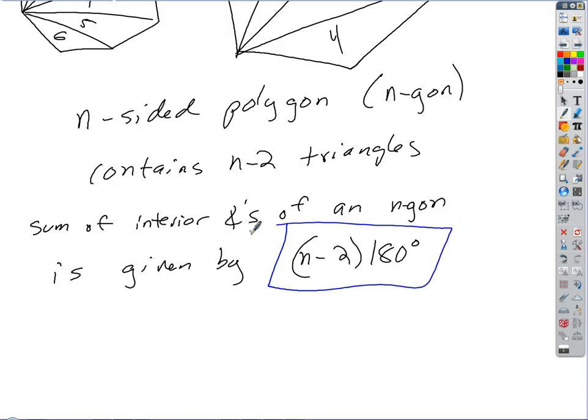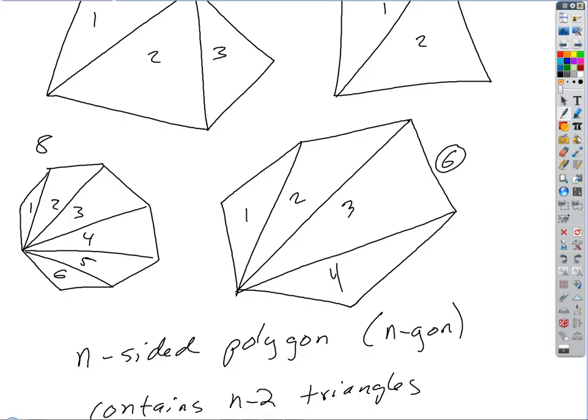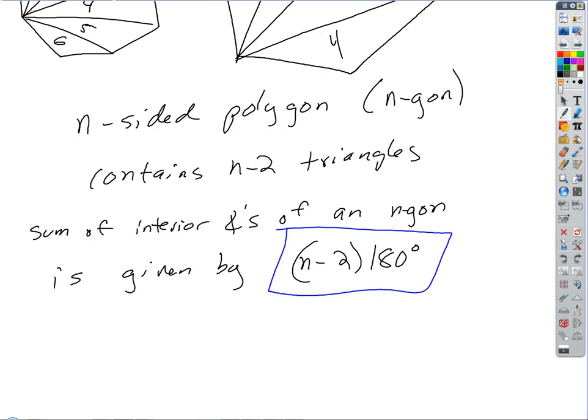Now think why, because you guys told me you saw this relationship here that the number of sides minus 2 predicts the number of triangles contained in that polygon, right? Each triangle encompasses exactly 180 degrees, right? So then wouldn't we have a total of the number of triangles times 180 degrees? Yeah. Right? Okay, it makes sense?